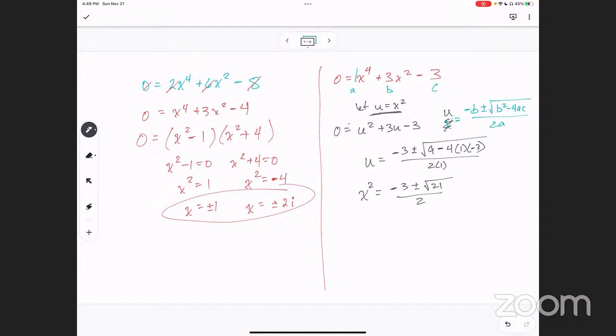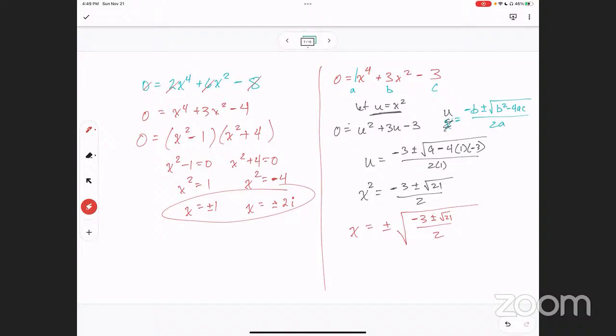You square root each side. I take the square root of both sides. So now my answer really is plus or minus the square root of (-3 plus or minus square root of 21) all over 2. That's my actual answer. I know that's ugly looking, but how many answers is that? Because there's a plus or minus out here and in here, that means there's 4 answers.